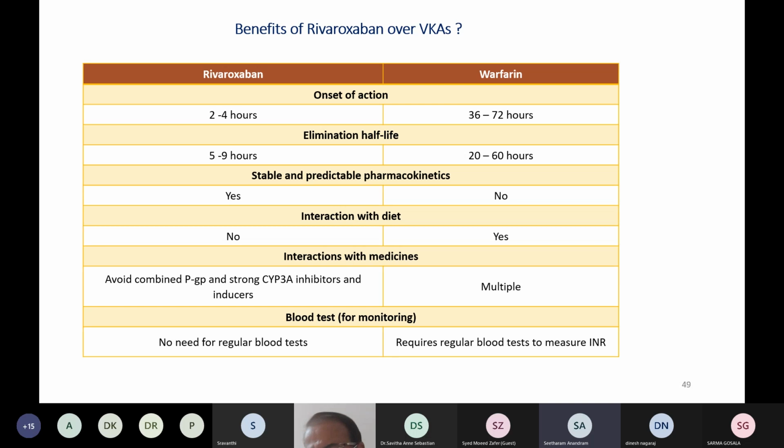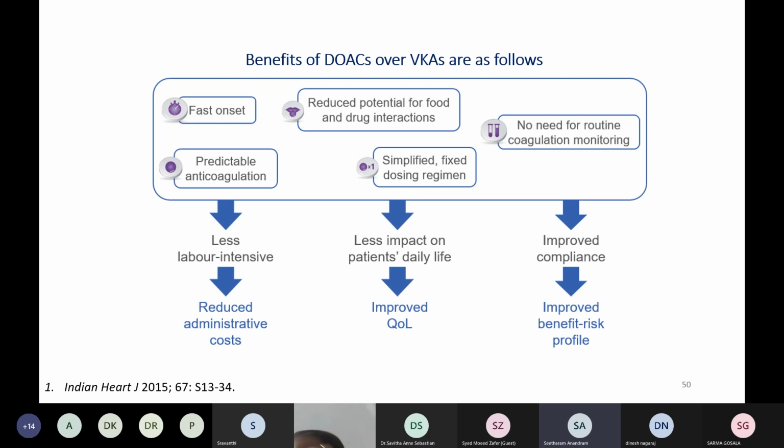Essentially, it has a quicker onset of action. Elimination half-life is about 10 hours. It has stable pharmacokinetics and limited interaction with food and other medicines. And there is no need for regular blood tests, which is probably the most important aspect of this drug. So it is less labor intensive, with reduced administrative cost. This is more relevant in the Western population compared to ours, where they have a centrally run anticoagulation system.